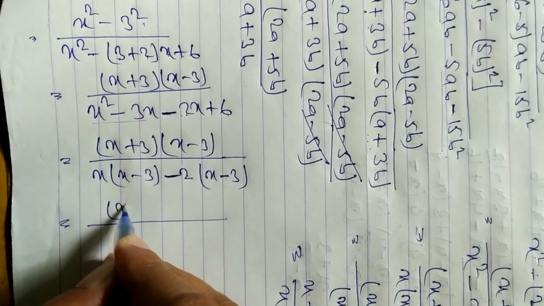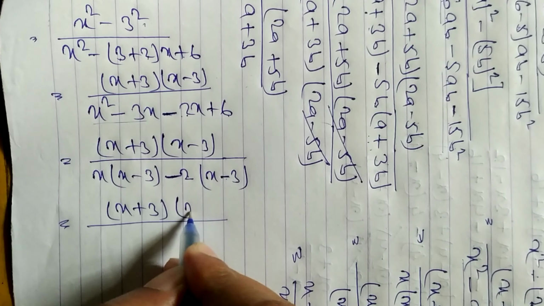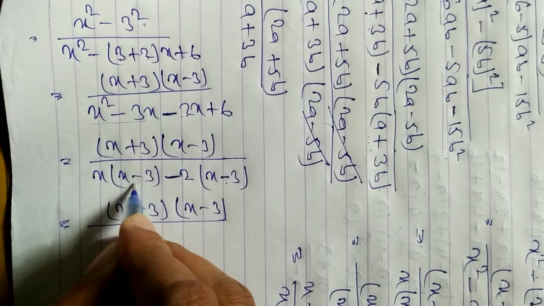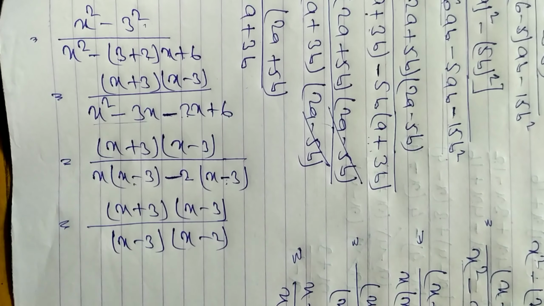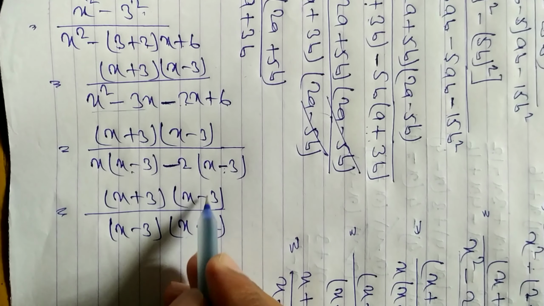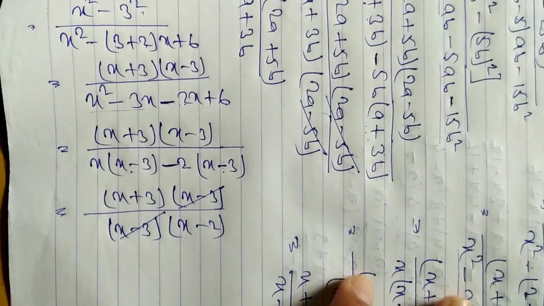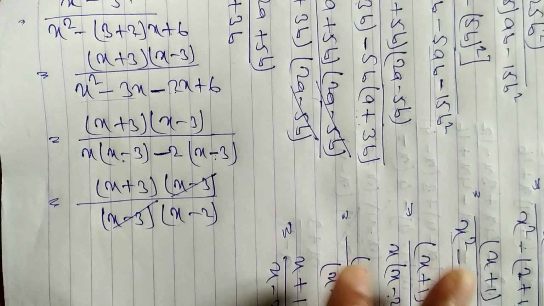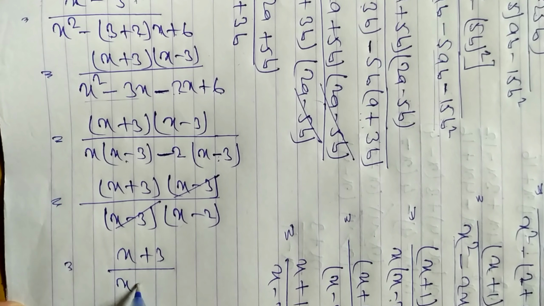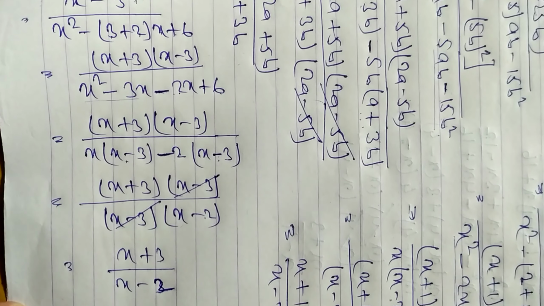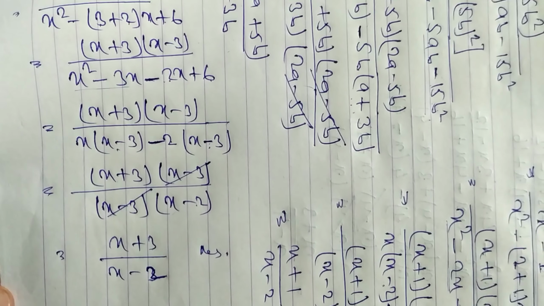Now x plus 3, x minus 3, and here x minus 3, x minus 3, so we can write x minus 3 and x minus 2. So here we can cancel x minus 3, x minus 3, these two are the same, but in division, so we can cancel it. Now what is remaining here? x plus 3 by x minus 2. Hope you understand this question. Thanks for watching till last.